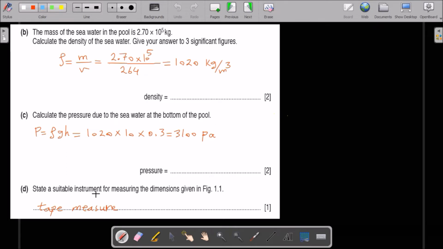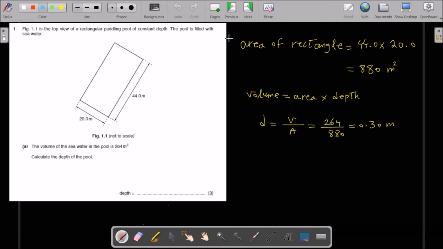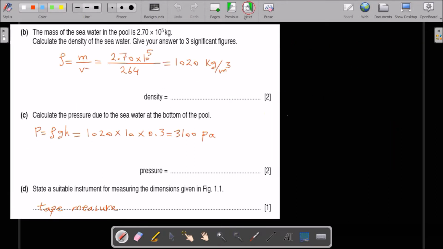State a suitable instrument for measuring the dimensions given in figure 1.1. You know that because the dimensions in part A are 20 meter and 44 meter, that's why we should use a tape measure.